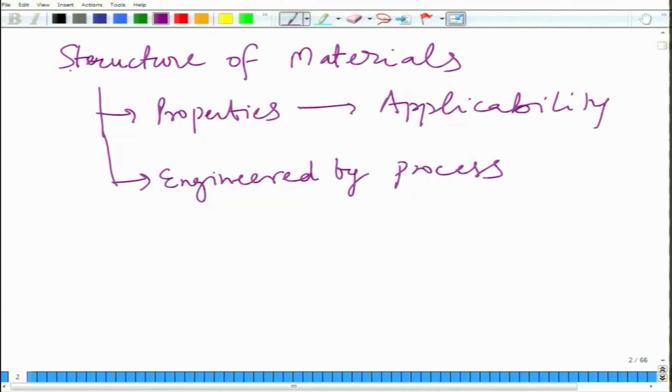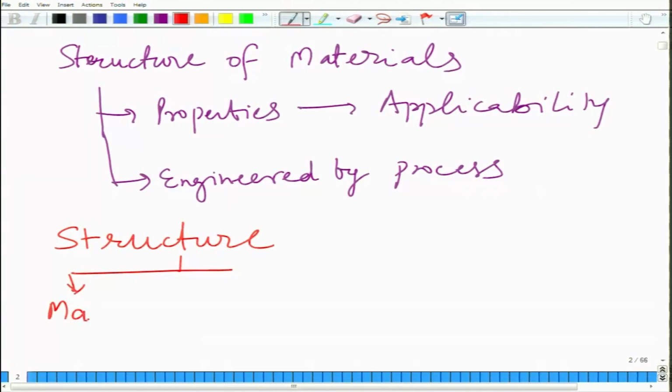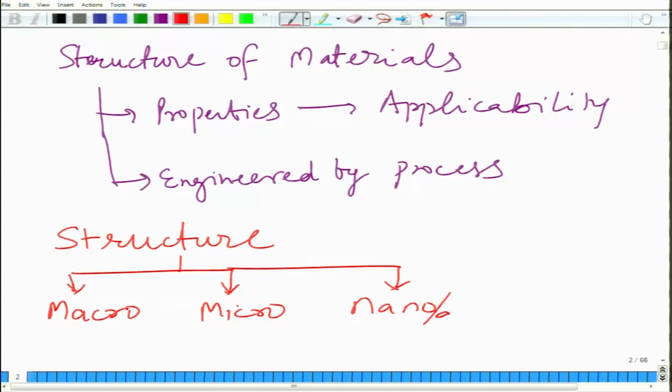And structure, as we looked at, has various length scales. So, structure can be macro, micro, nano/atomic, and then atomic/electronic, or electronic.